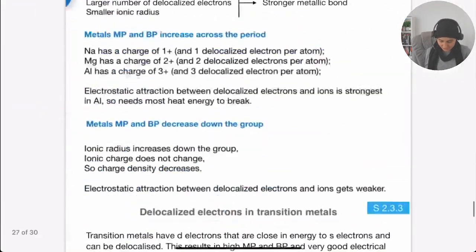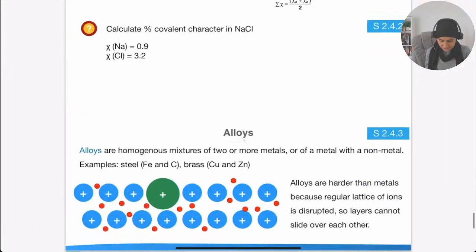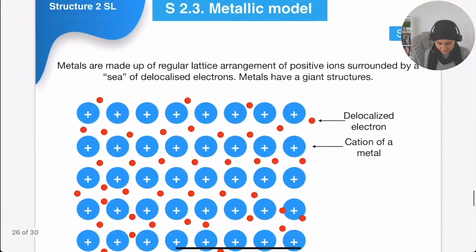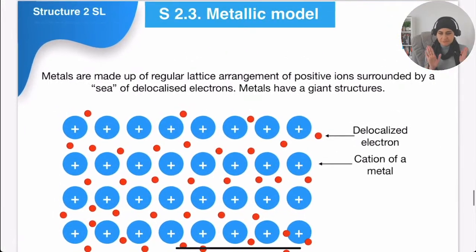Metallic model. How much do we have left? Metallic model, bonding continuum. Okay, not half an hour that I planned. All right, metallic bonding. SL, back to SL. SL people are back from the break, I hope.